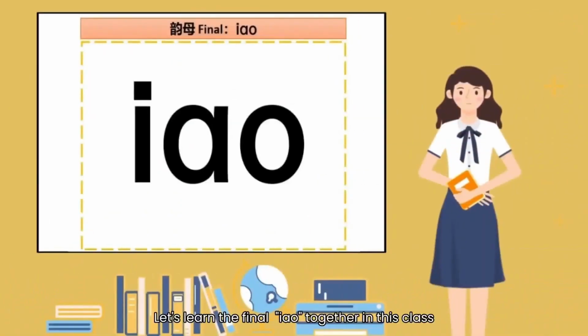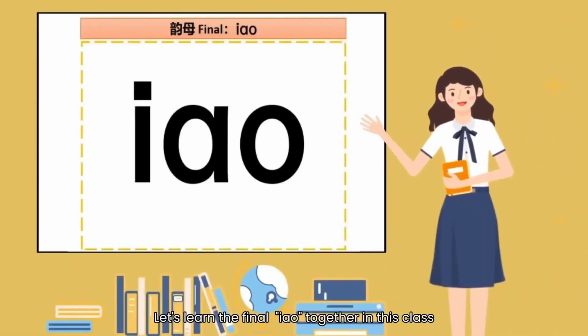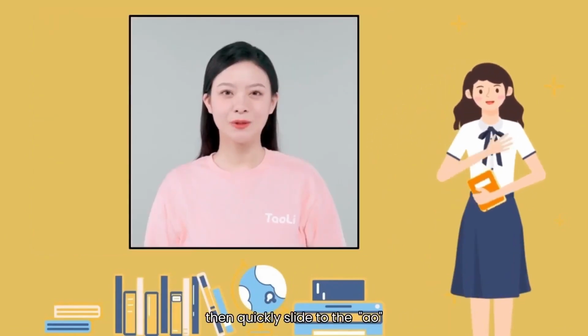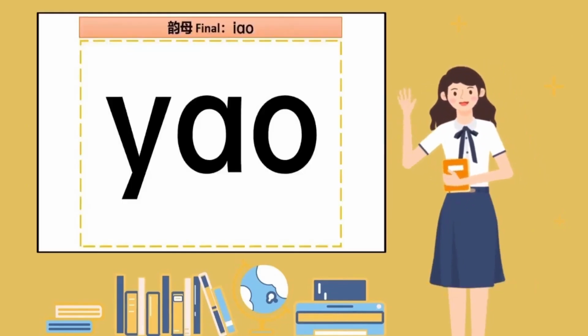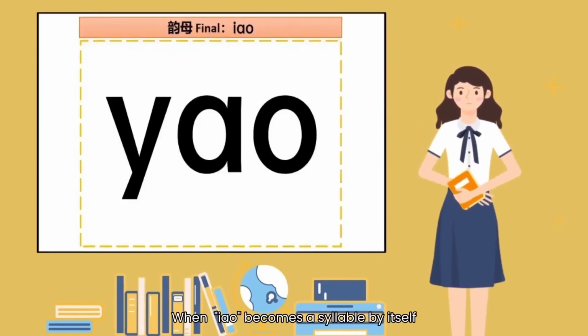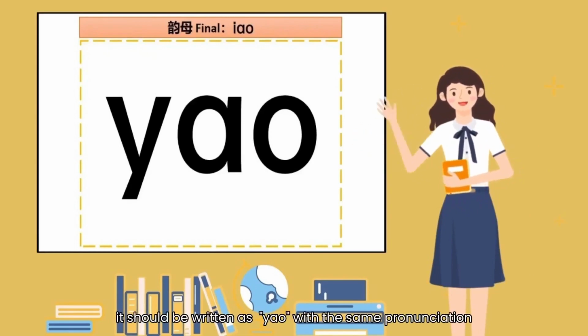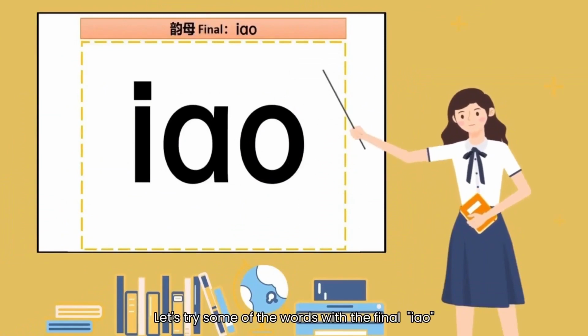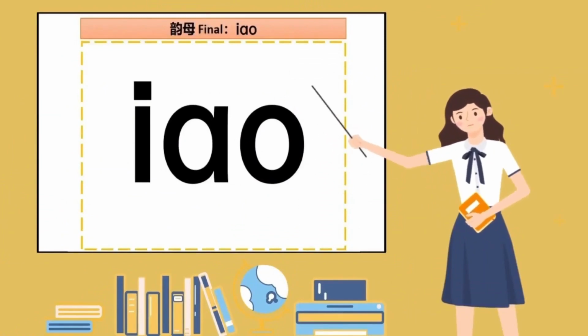Let's learn the final ya together in this class. Make the e sound, then quickly switch to the ow, yow. When yow becomes a syllable by itself, it should be written as yow with the same pronunciation. 腰，腰，腰。Let's try some of the words with the final yow.